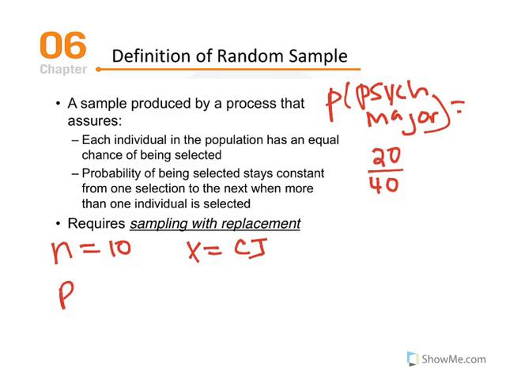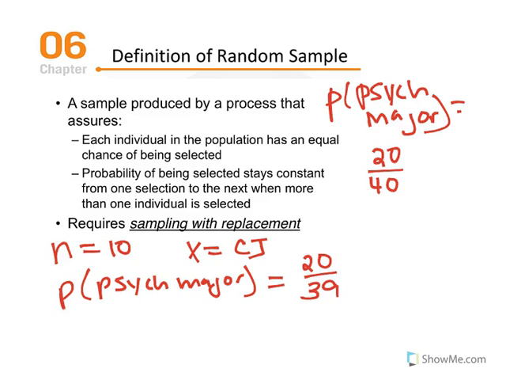Okay, so if I did not adhere to these requirements of random sampling, then after my first selection, the probability of a psych major being selected after one selection has been made would still be 20 over 39. Now that's inaccurate if I'm utilizing the process of random sampling. And why is it inaccurate?